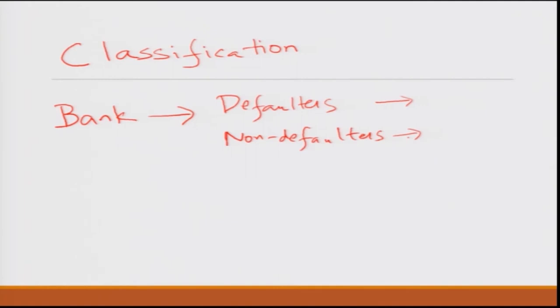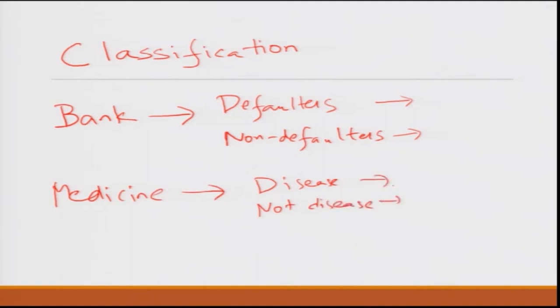There can be similar cases, for example, in medicine. Based on the different parameters, different vital statistics of a patient, you want to predict whether the patient has a particular disease or not. So these are typically binary classification. You label them as 1, 0 or 0, 1, depending upon your convenience.